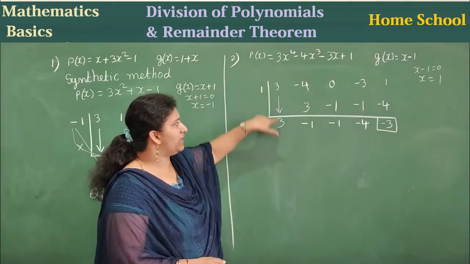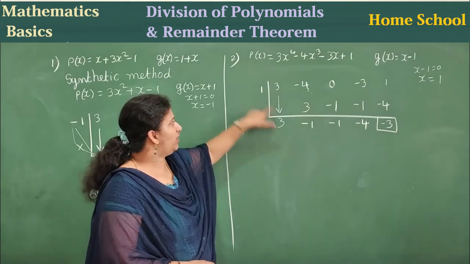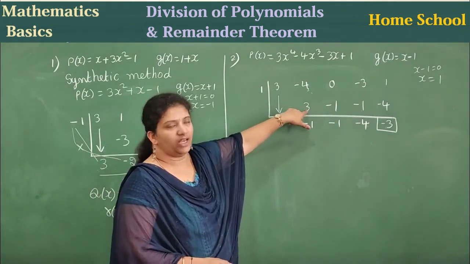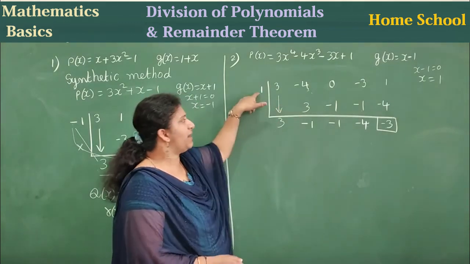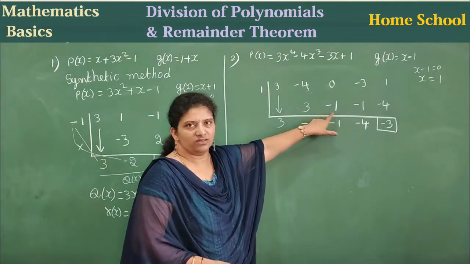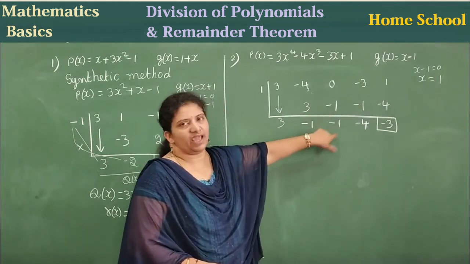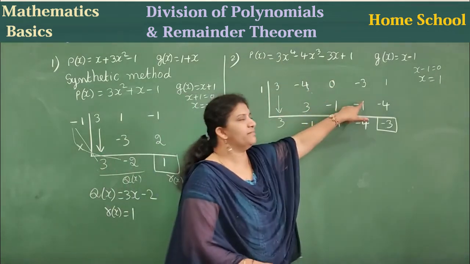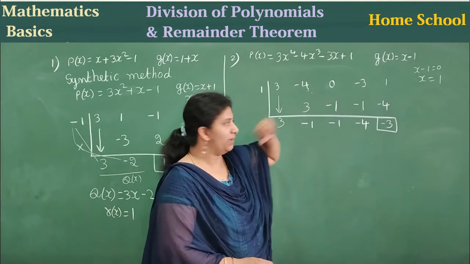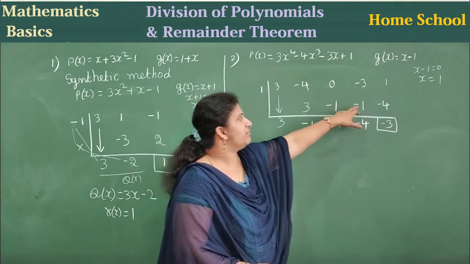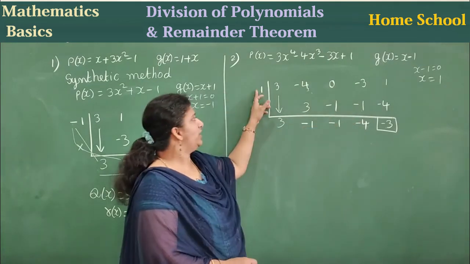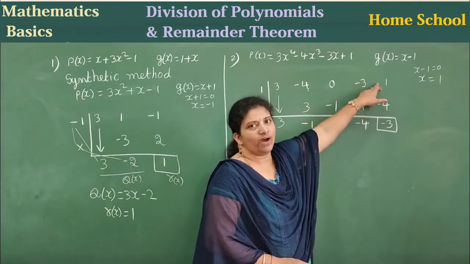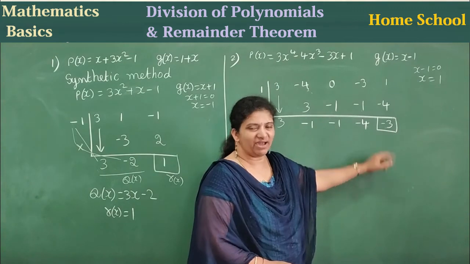Drag the first number down. 3 ones are 3. Now, minus 4 plus 3, what happens? Minus 1. Again, multiply and write the answer. 0 minus 1, minus 1. Again, multiply, write the answer below the other number. 1 into minus 1, minus 1. Minus 3 minus 1, minus 4. Minus 4 into 1, minus 4. 1 minus 4 will be minus 3.